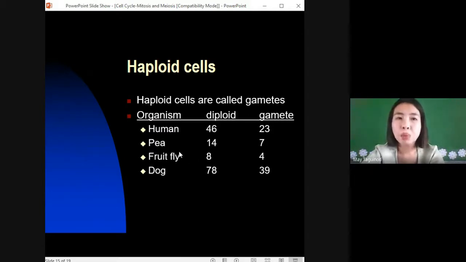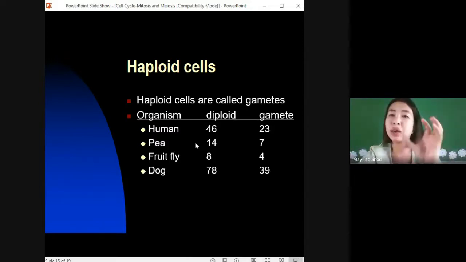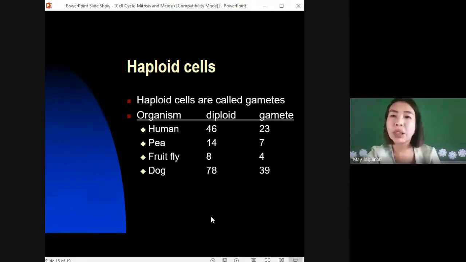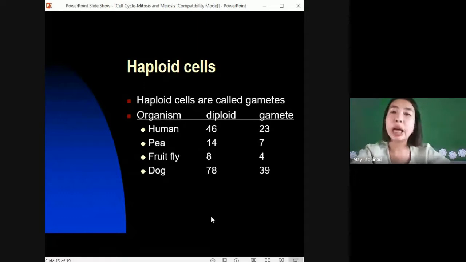So we have this computation to get the diploid cell. The 2N, or 2 times the gamete number of a specific organism. For example, 23, you will multiply the 23 by 2. The result of that is 46, which is the diploid number of a specific organism.